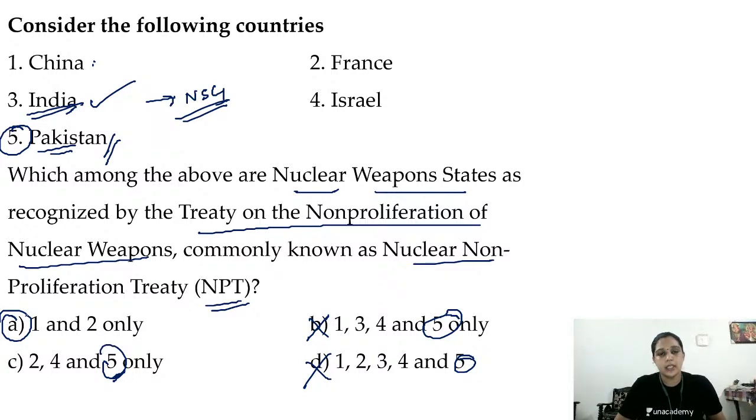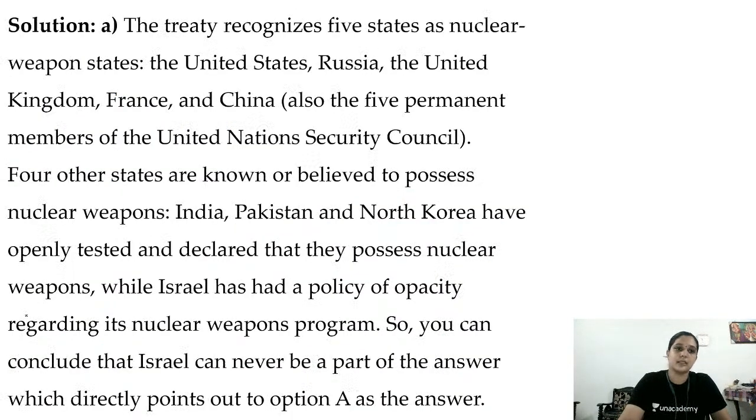I just know I don't know who all signed the Nuclear Suppliers Group, but I know the international affair between China, India and Pakistan. I answered this. Clear? Yes. See this. The treaty recognizes 5 states only: United States, Russia, United Kingdom, France and China, also the 5 permanent members of the United Nations Security Council.